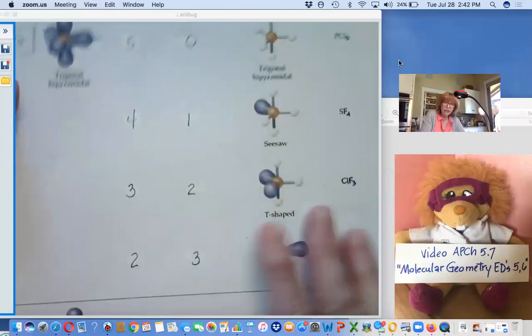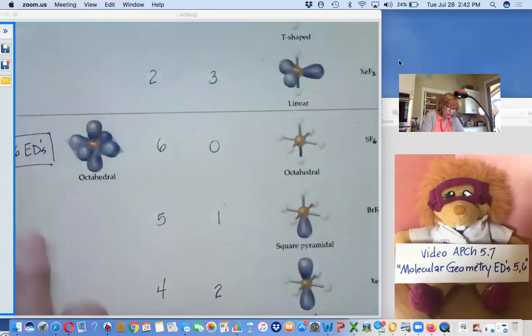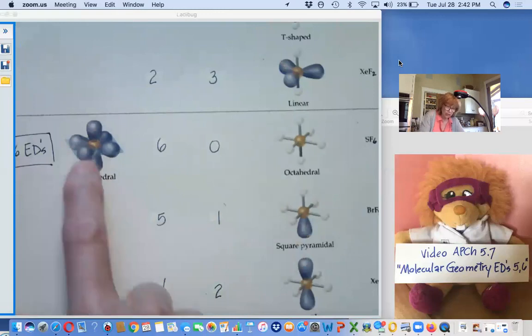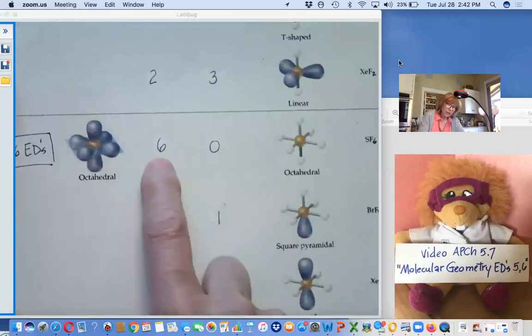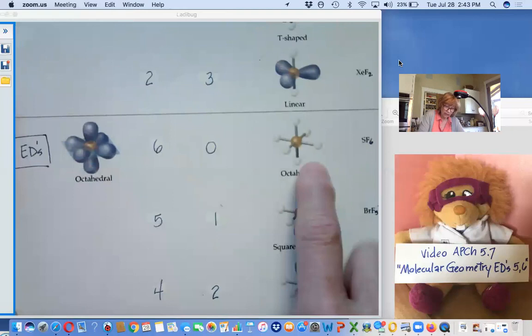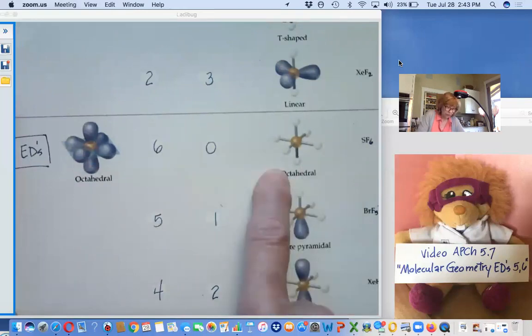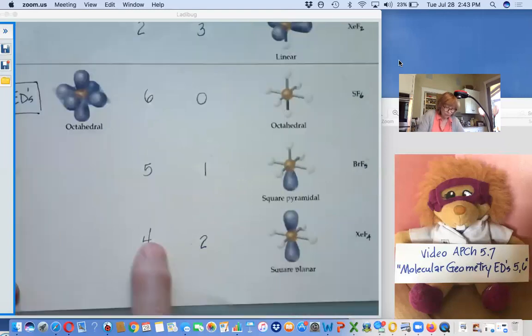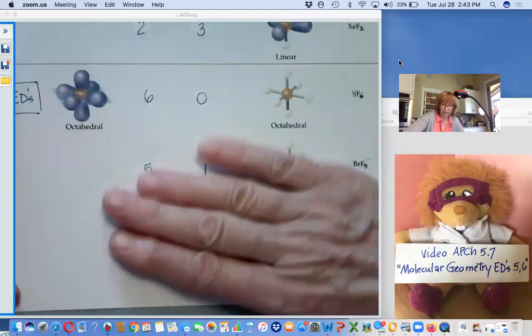When we have 6 electron domains, the geometry is octahedral with just 90 degrees in every direction. If all 6 EDs are bonds, the molecule has geometry octahedral. But if you have 5 bonds and 1 lone pair, your geometry is square pyramidal. And if you have 4 bonds with 2 lone pairs, you have a molecule whose geometry is a square that is planar, flat as a pancake.